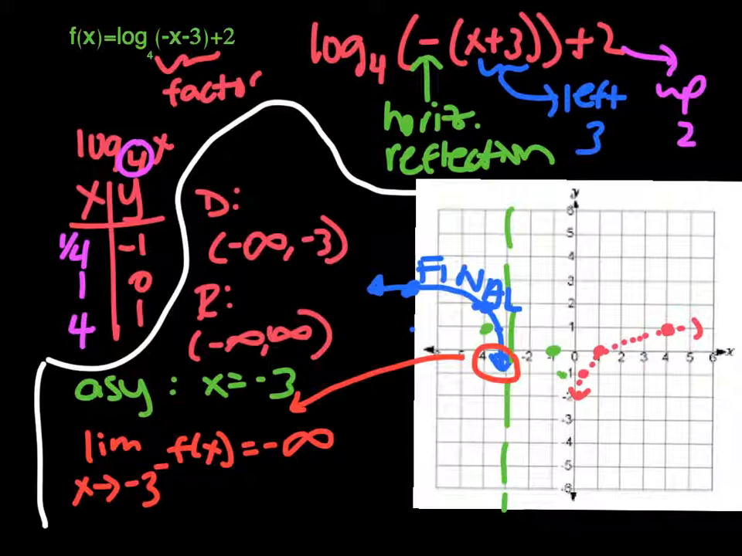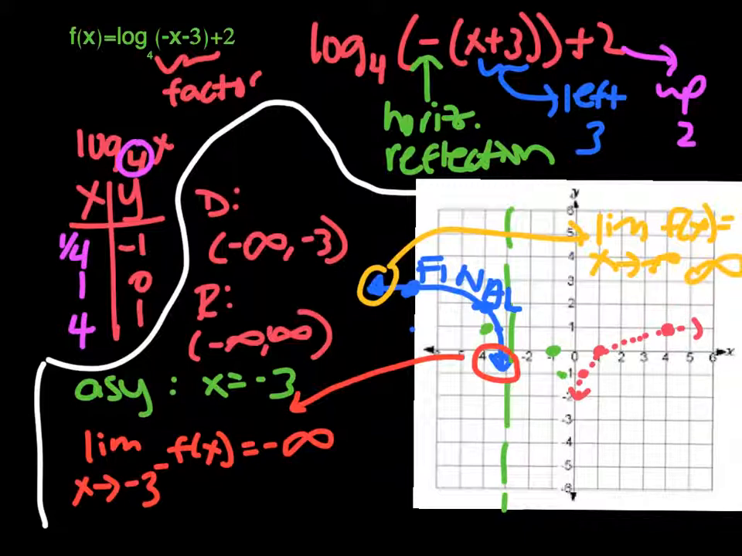Let's do yellow. My left end behavior, that's my limit as x approaches -infinity of f of x. And that's going to get bigger and bigger. It's going to go towards +infinity. So you need to be careful when you're over on the left-hand side and you have a vertical asymptote. You're going to approach the asymptote, and for your x values you're approaching a positive or negative number and not an infinity.